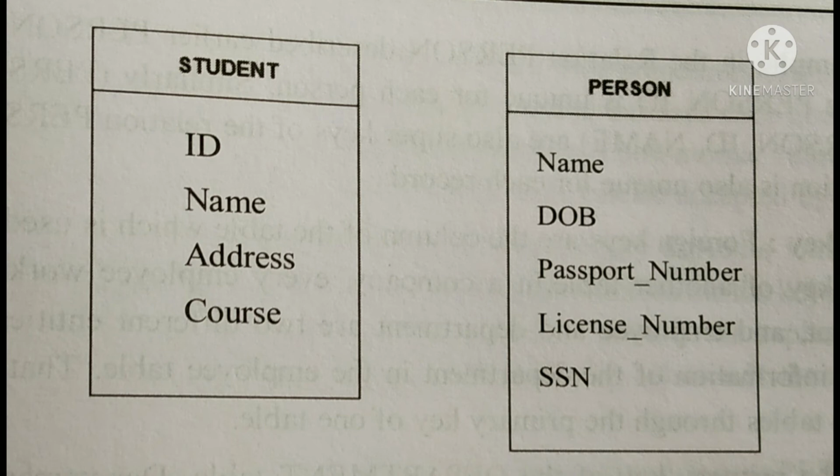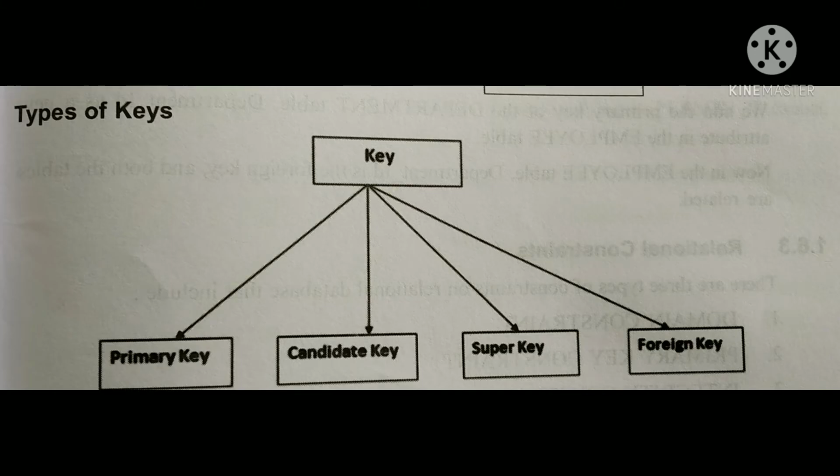For example, in a student table, ID is used as a key because it is unique for each student. IDs are not similar.